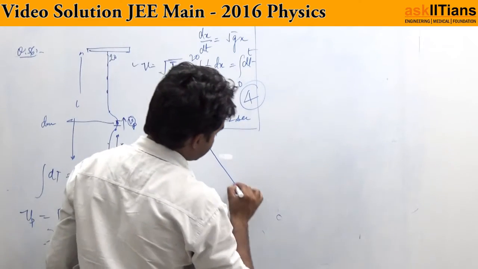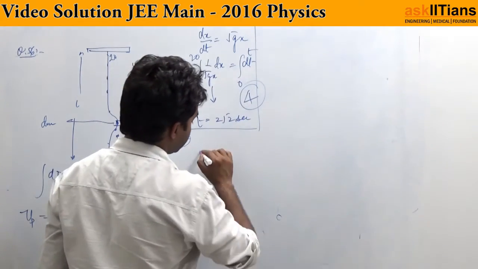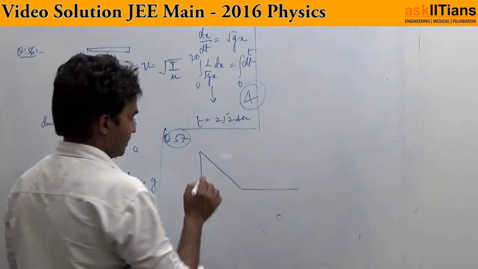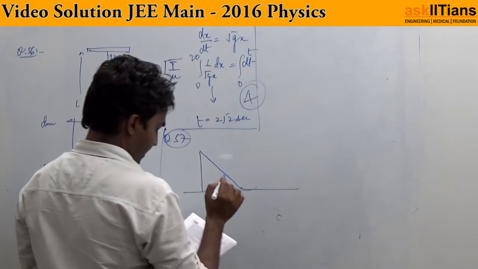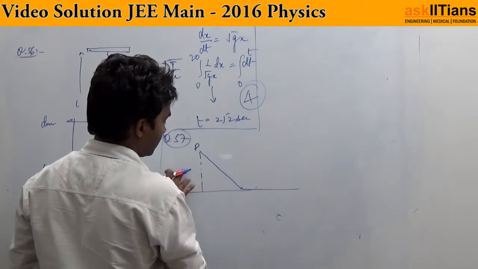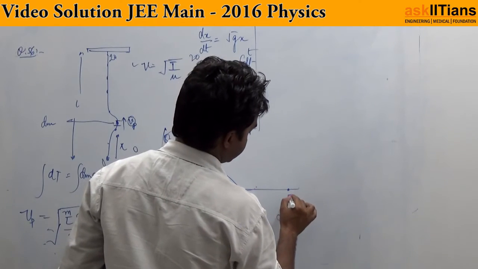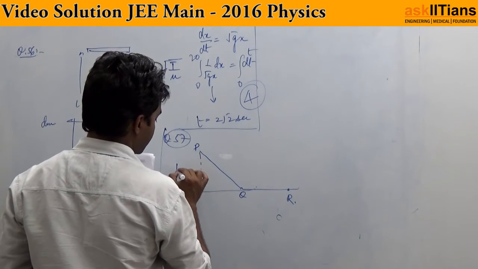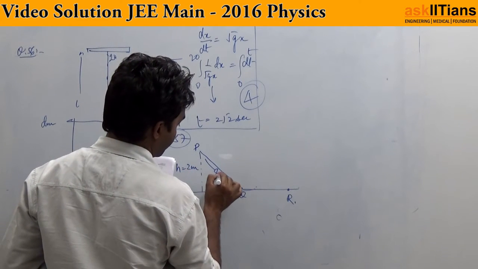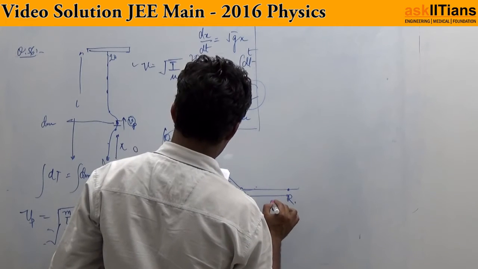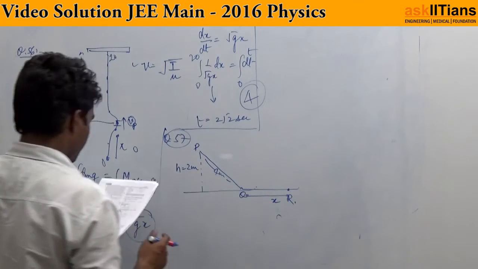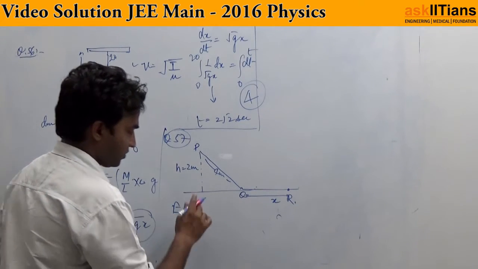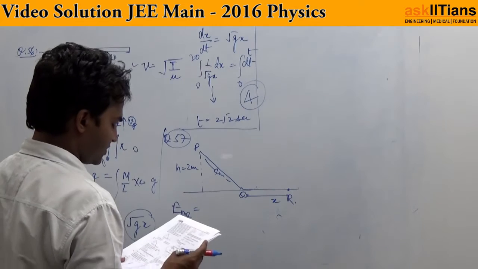Energy lost across the frictional surface. Now we are given points P, Q and R. It is given that the height h is equal to 2 meter, this distance is 4 meter, and Q to R is x. So what is the energy lost across path PQ? That is mu mg x we can calculate.